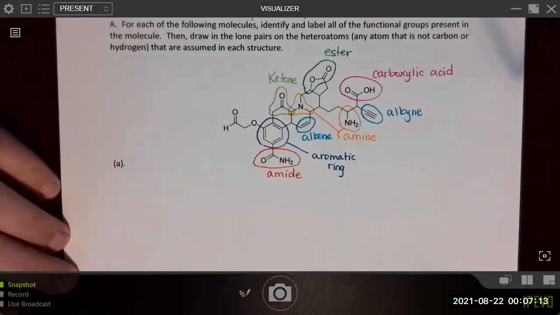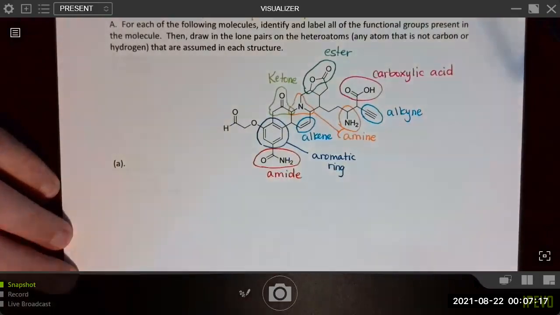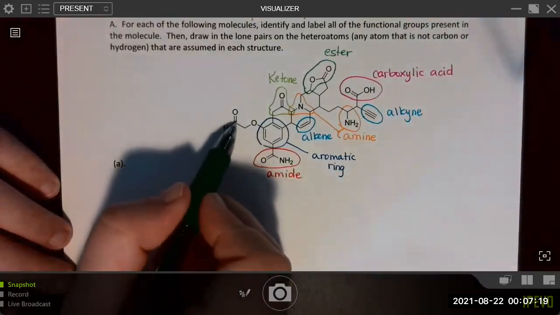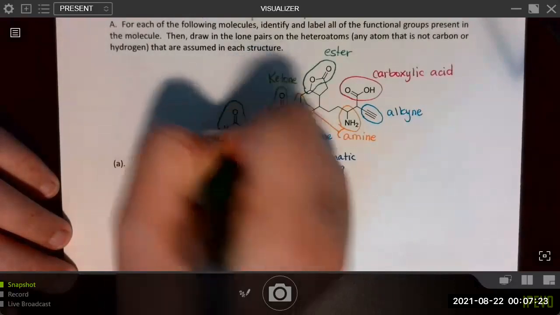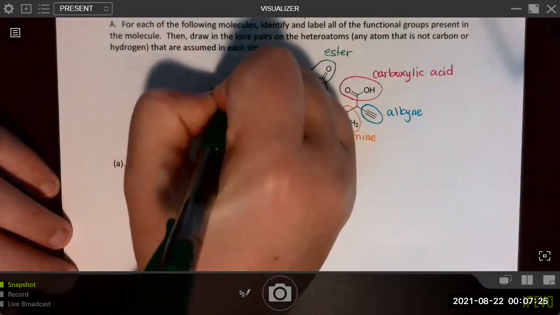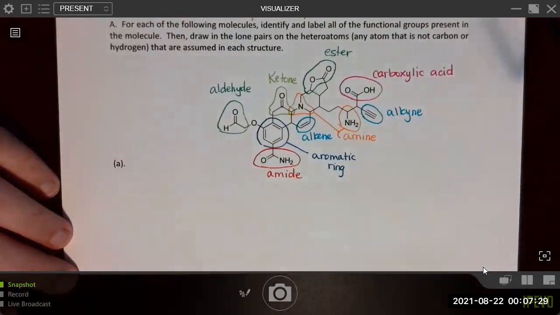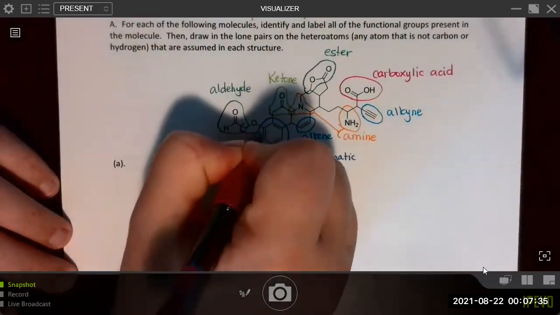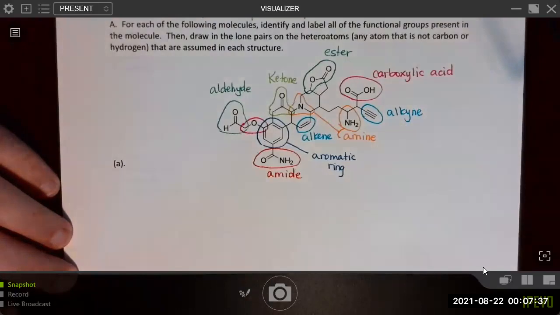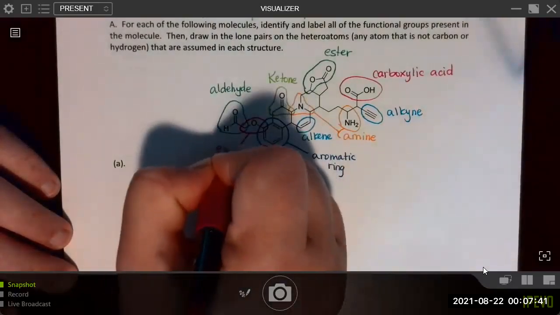Over here, we have a carbon. It's part of a carbonyl attached to a carbon on one side and a hydrogen on the other side. This is an aldehyde. And then lastly, we have an oxygen that's attached to carbon on both sides. Neither carbon has a carbonyl, so it is an ether.